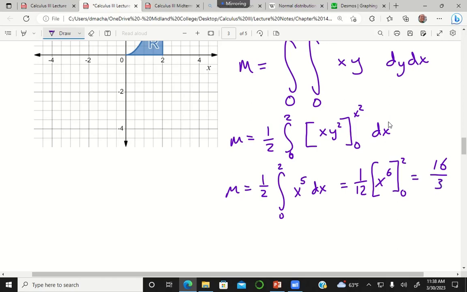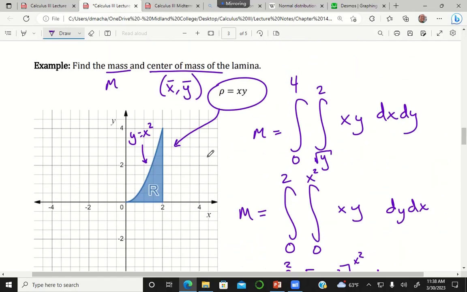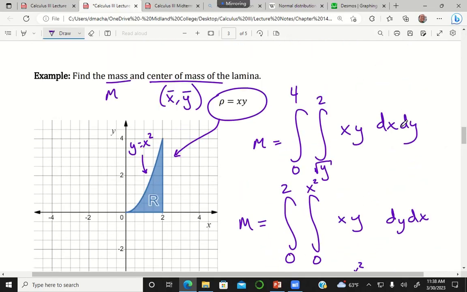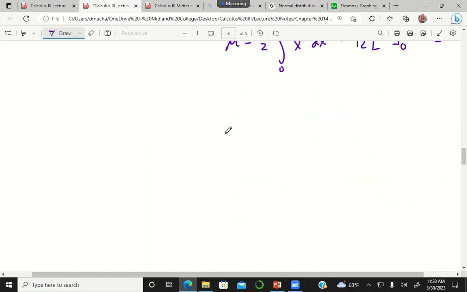So that's just the mass. That's the mass of this sheet, or the mass of this plate right here. The mass of my planar lamina is 16 thirds. And so if I want to find the center of mass, then I have to remember those formulas.